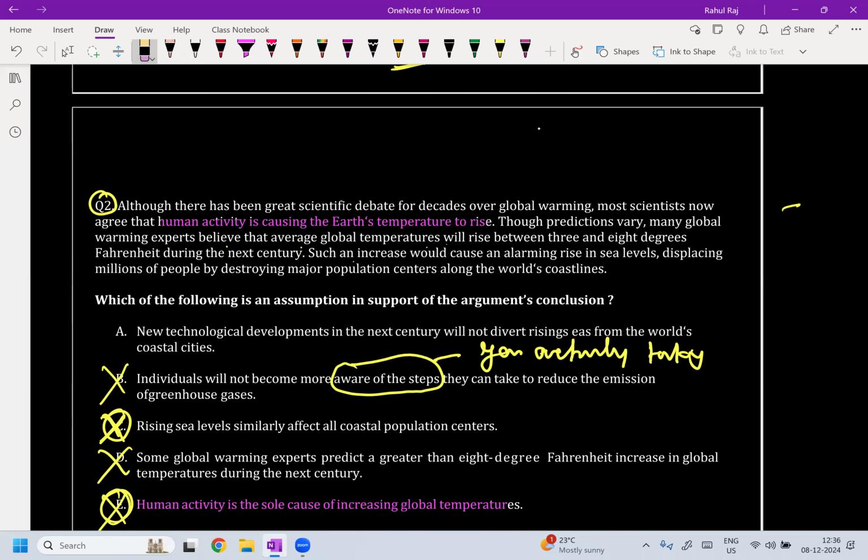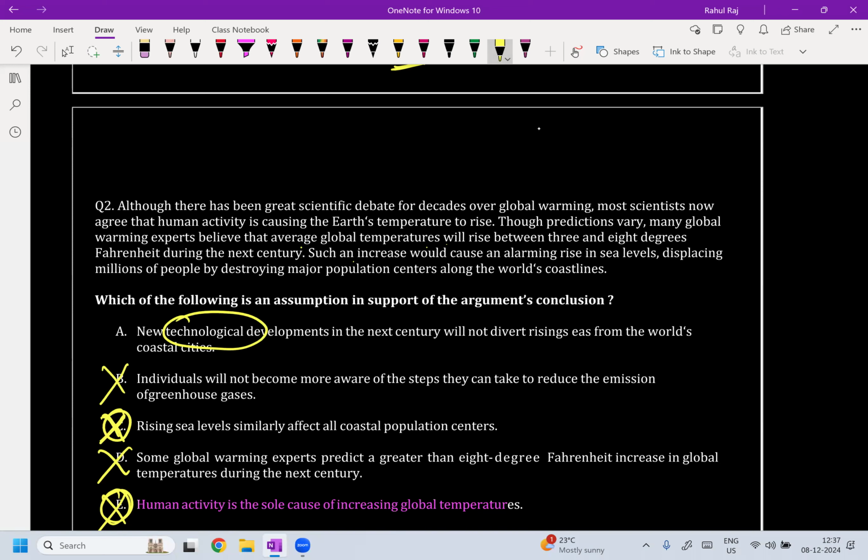Now let's come down to option number A. Let option number A be the answer. No issues at all. But can't I say it's an out of scope answer? Technological as a word is not used here. You have to give me a reason as to why A is the right answer.